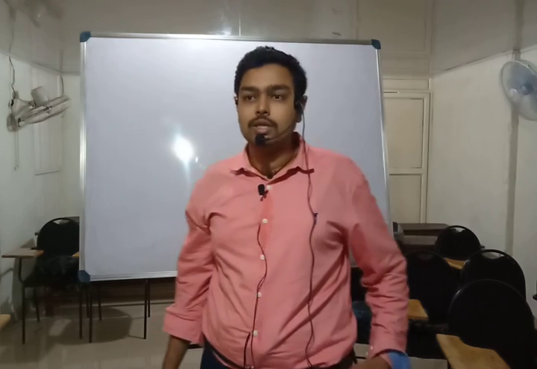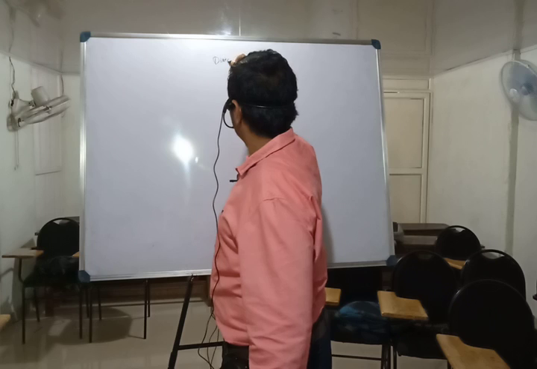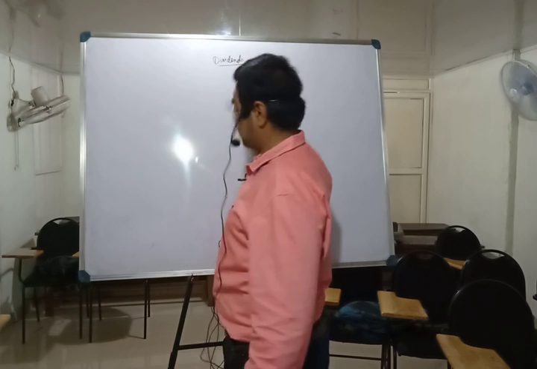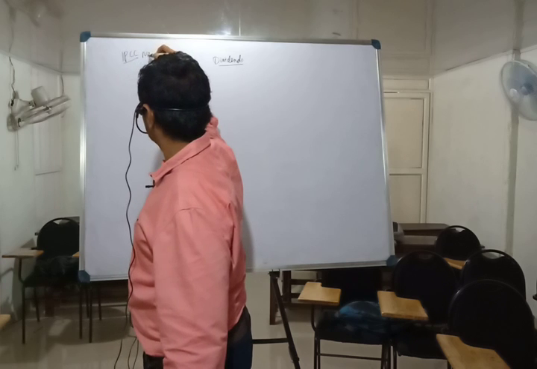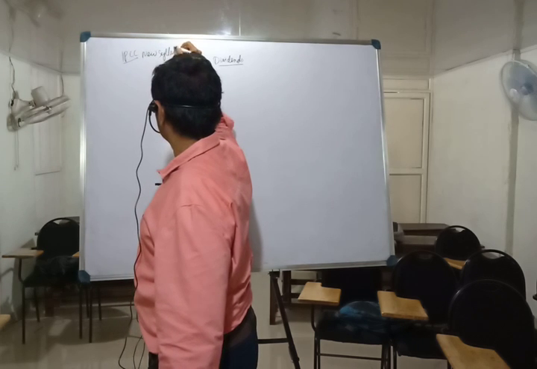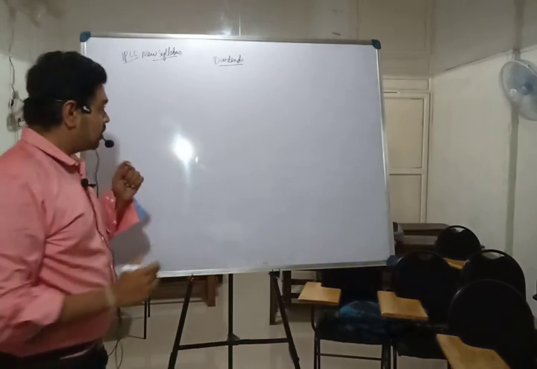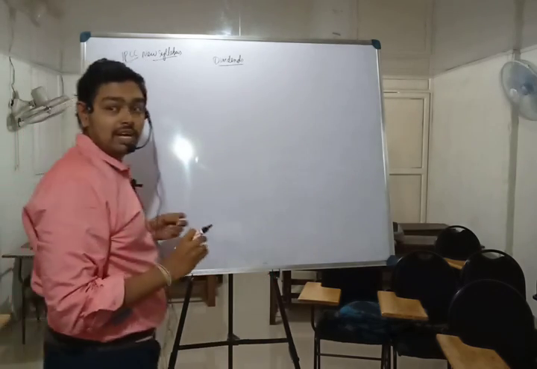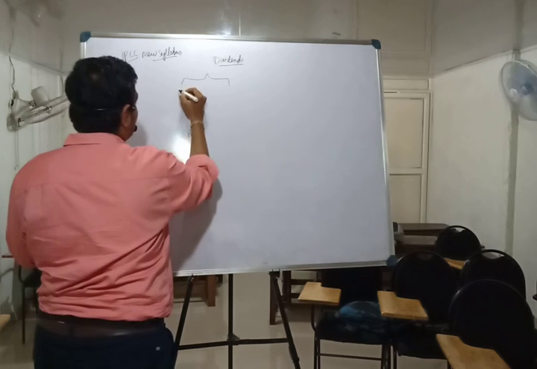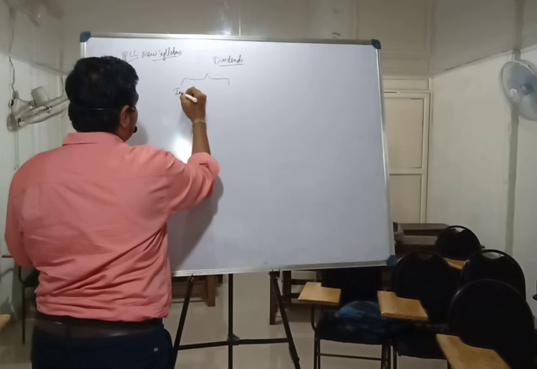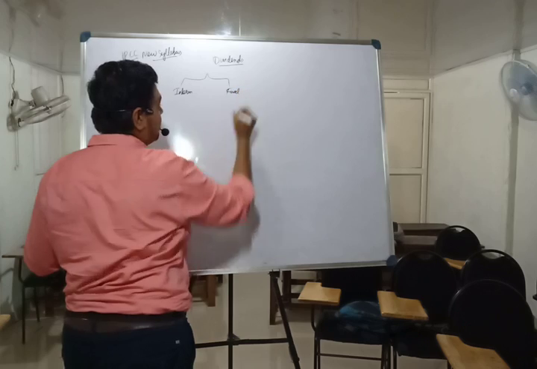Guys, now we will start with the dividends chapter. Put the heading Dividend. IPCC new syllabus. See, we have two types of dividend. How many types do we have? Two types. One is called interim dividend, another one is called final dividend.